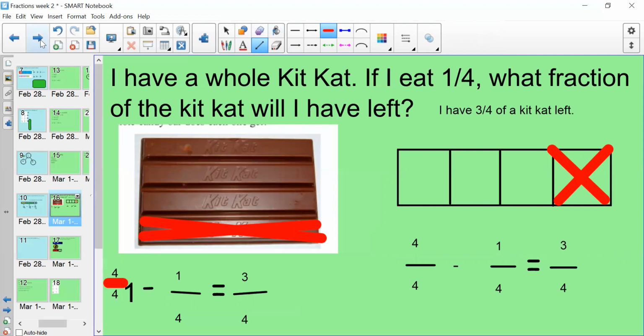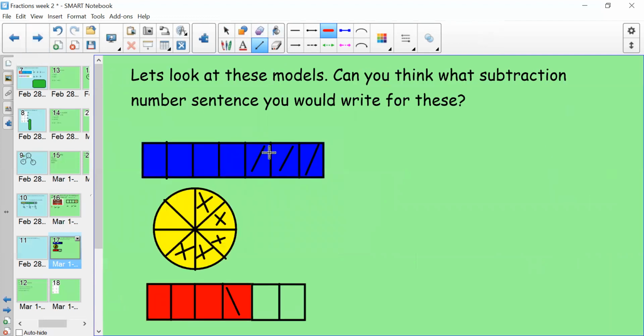Okay, so what I'd like you to do now on your own is to have a look at these 3 models. And can you think about what subtraction sentence you could write for these, and then also think of an answer? So we've just done an example on the previous page of how we would subtract fractions and how we would write the number sentence. So now I'd like you to look at these 3 and see if you can write a number sentence for each of those with an answer.